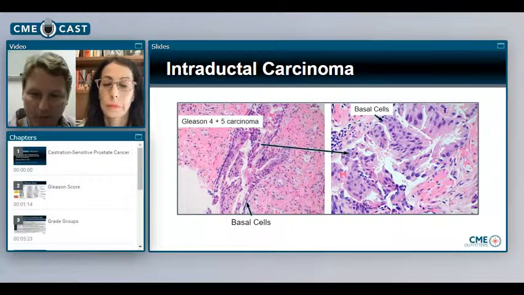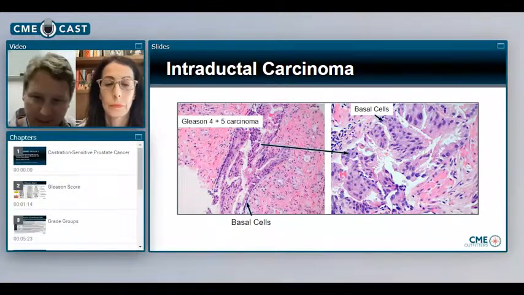But basal cells will be present. And if you're not entirely sure, the differential would be Gleason pattern 4 carcinoma. So you do your basal cell markers or your PIN4 marker to prove that this is indeed an intraductal pattern.